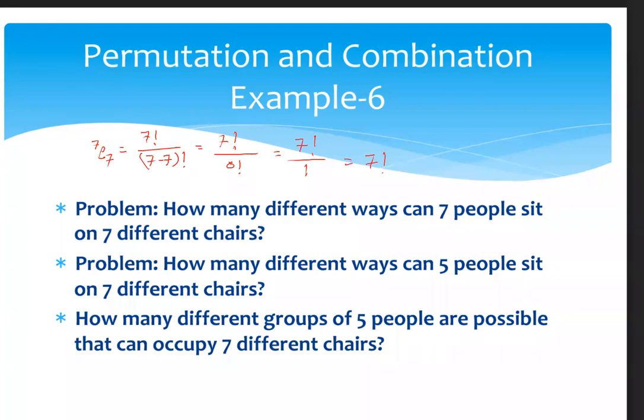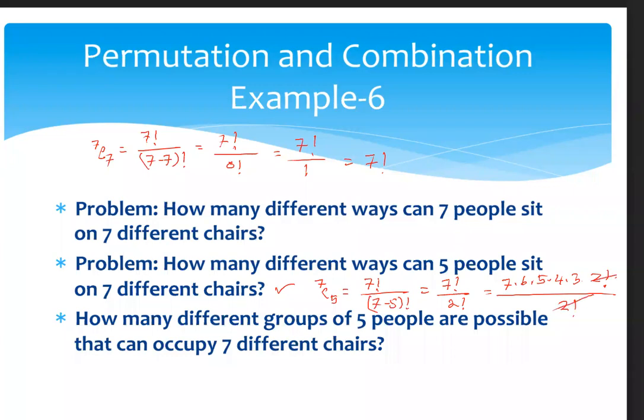Next, how many different ways can 5 people sit on 7 different chairs? Now, instead of 7 people, now we have 5 people. Again, the same thing. 7C5, which is going to be 7 factorial divided by 7 minus 5 factorial, which is 7 factorial over 7 minus 5 is 2 factorial, which is going to be 7 times 6 times 5 times 4 times 3 times 2 factorial divided by 2 factorial.